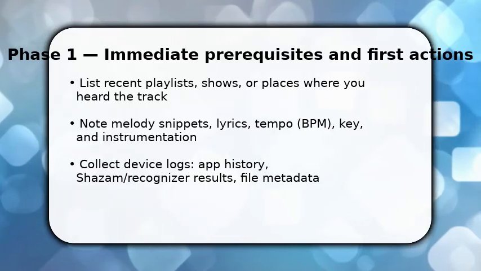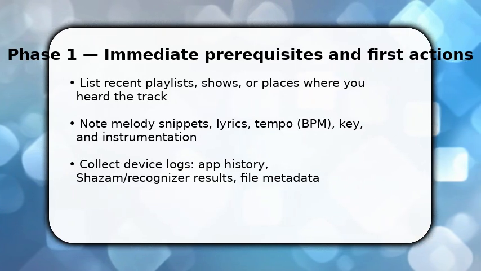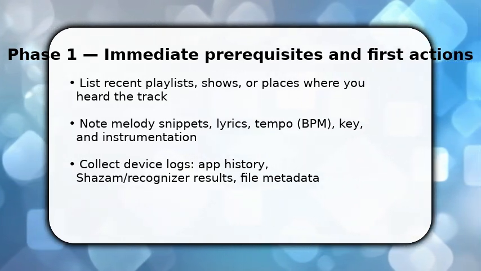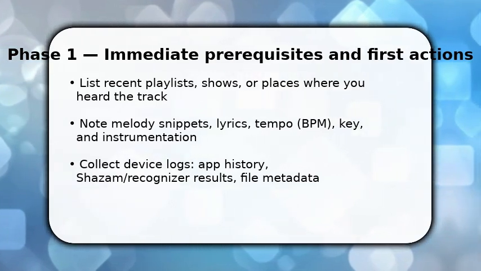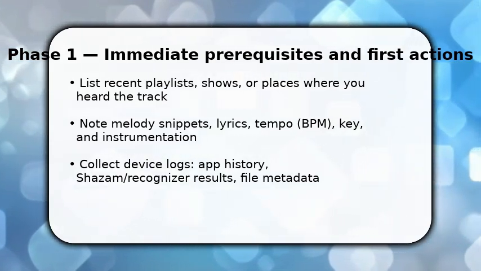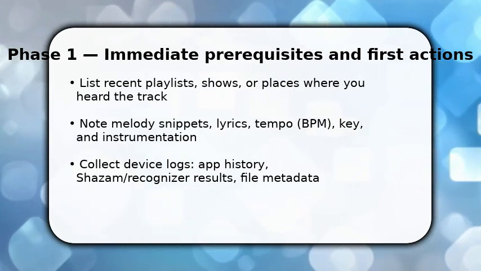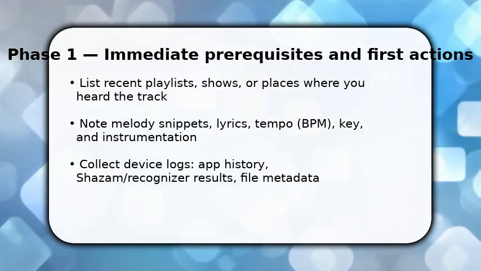You begin by collecting the raw clues that point to your song. First, write down any lyrics, hummed melodies, tempo feels, or unique instruments. These are searchable fingerprints. Then, check listening histories, app recognizers, and file metadata. Make sure to export timestamps if available.